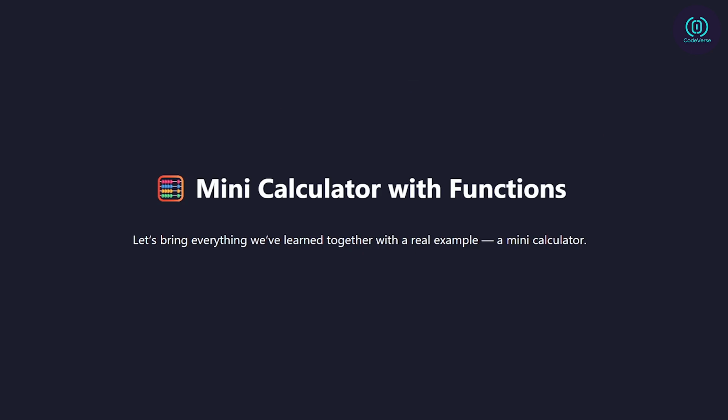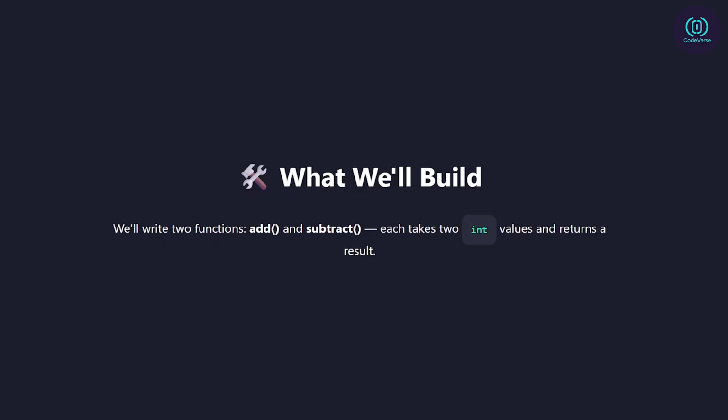Let's bring everything we've learned together with a real example. We're going to build a mini calculator, one that can add and subtract numbers using functions. We'll write two functions, one called add, that returns the sum of two numbers. Another called subtract, that returns the difference. Each function will take two parameters, int a and int b, and return an integer result.